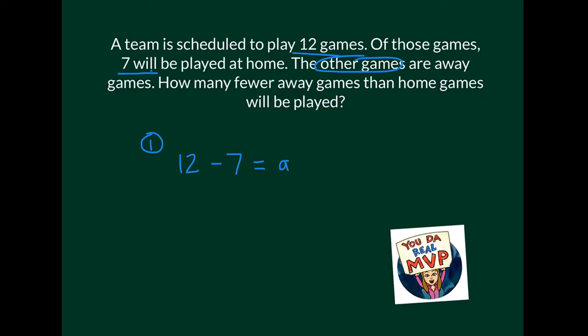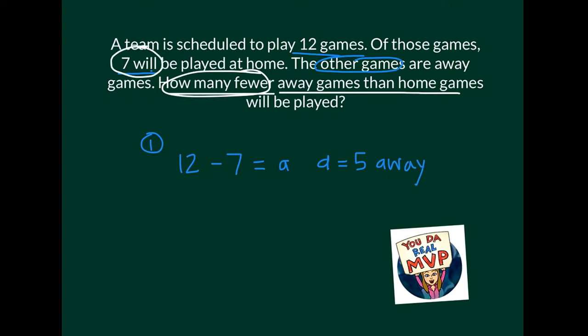That ends up being 5. So now I know that there are 5 away games, but I'm not done with this problem. The question does not ask me how many are away games. They now ask how many fewer, we're comparing, away games than home games will be played. So now I need to go back and use the home game total, which is 7, and to compare that to the away games, I'm subtracting 5.